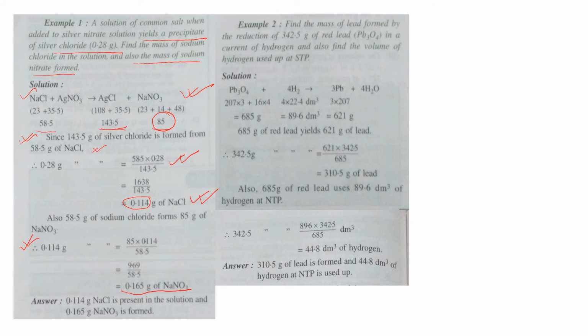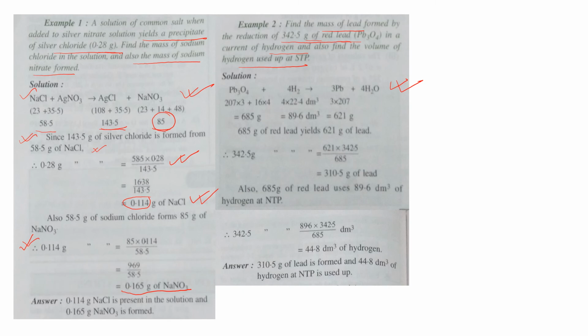Number 2. Find the mass of lead formed by the reduction of 342.5 gram of red lead, that is Pb3O4, in a current of hydrogen. That means that Pb3O4 is reacting with hydrogen, and after reaction it is giving you lead, because the question is that find the mass of lead, and also find the volume of the hydrogen used up at STP. So the equation is this one, Pb3O4 plus 4H2 is giving you 3Pb plus 4H2O.